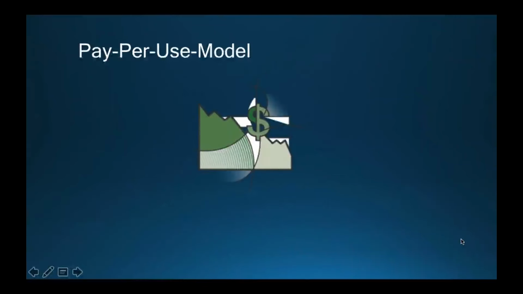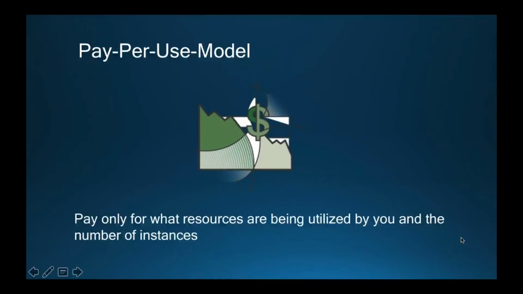Now, EC2 is a pay-per-use model, which means that you pay only for what resources are being utilized by you and the number of instances. It is more of an electricity-based model. You are being charged based upon the units of electricity you consume, right? You are never charged for the entire electricity substation setup. You are being charged for the number of units you consume. It is the same thing over here.